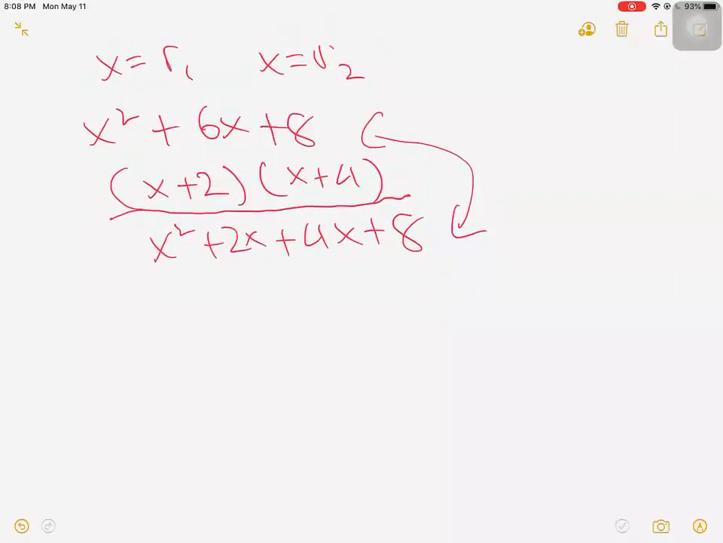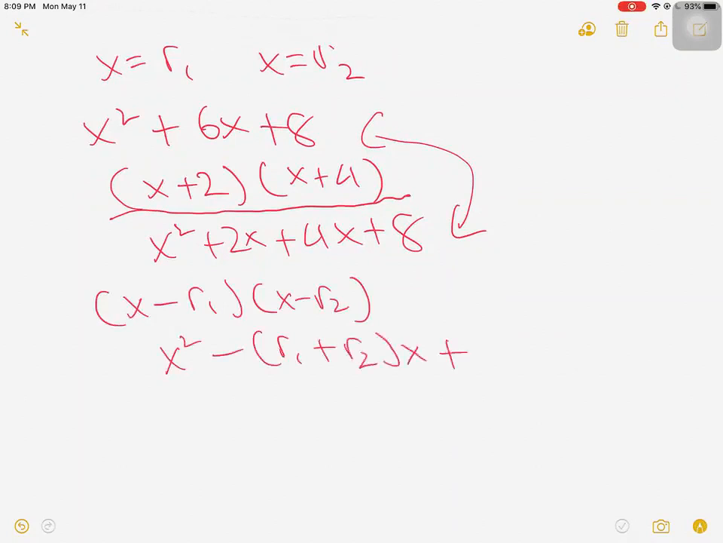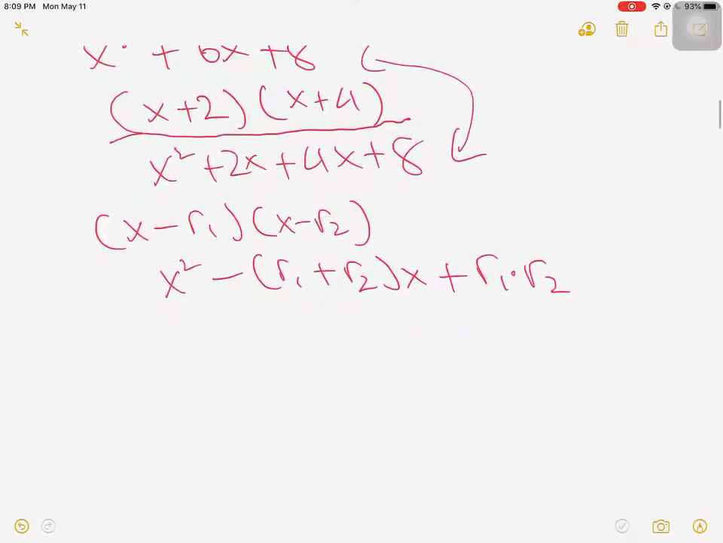And something to notice about the factored form is that if we have x minus r1 and x minus r2, if we expand this out, we will get x squared minus (r1 plus r2) times x plus r1 times r2. Everyone gets how I get that equation, right?